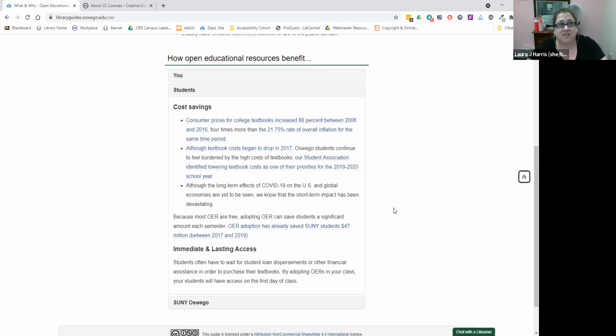SUNY actually has given, for the last few years, since 2017, I believe, $4 million to the entire SUNY system, and also $4 million to the CUNY system, to advocate for, encourage adoption of, encourage creation of open educational resources. And between 2017 and 2019, they've saved students $47 million. So I think that's an 11 times return on investment. So it's pretty good return on investment.